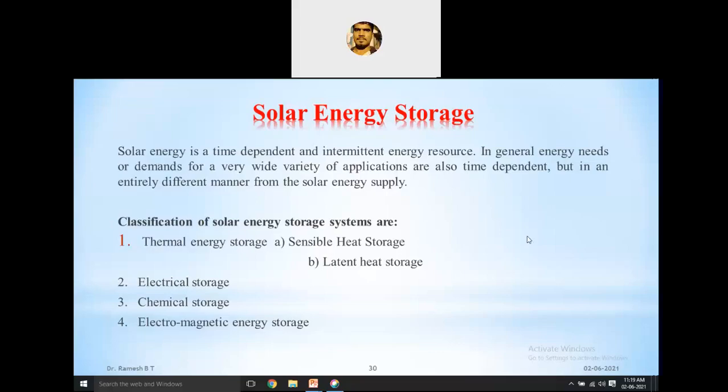Especially the solar energy problem arises in the winter and rainy seasons, because in the rainy season and winter the availability of the sun, or the solar radiation or insolation, is very less. So to overcome this, we have to go with a solar energy storage system. The need for energy storage of some kind is almost immediately evident for a solar electric system.